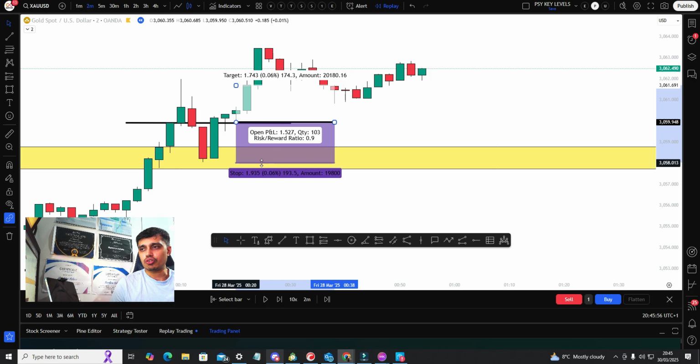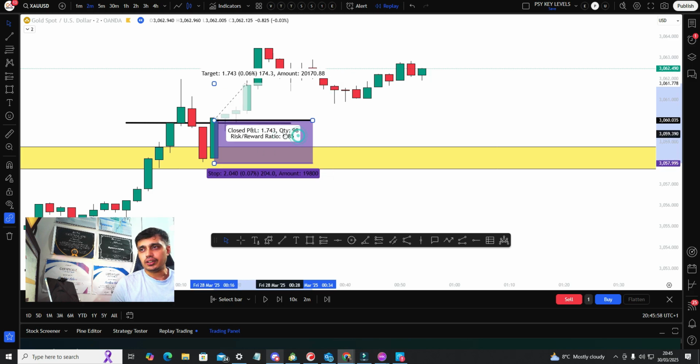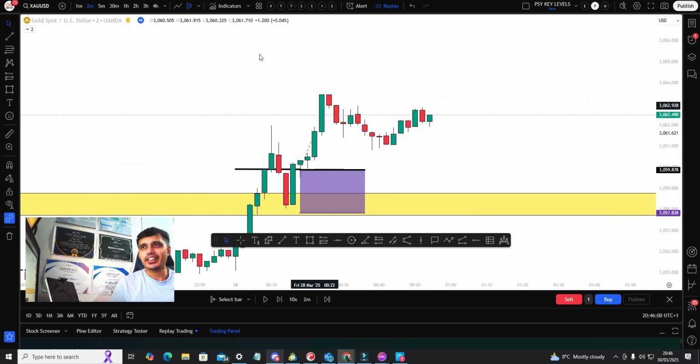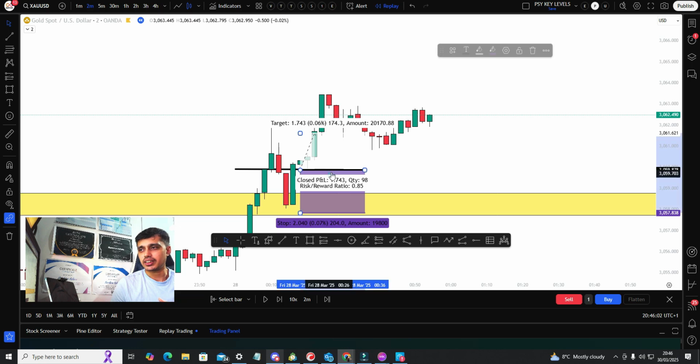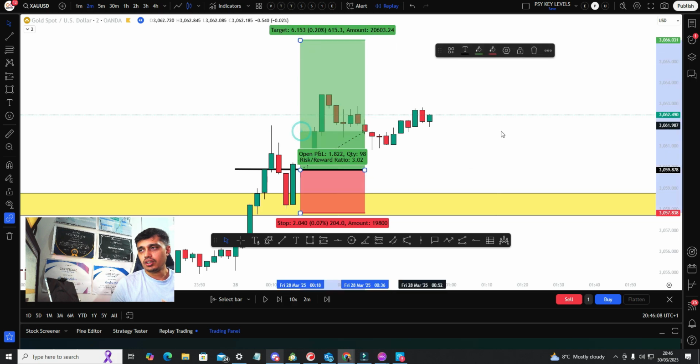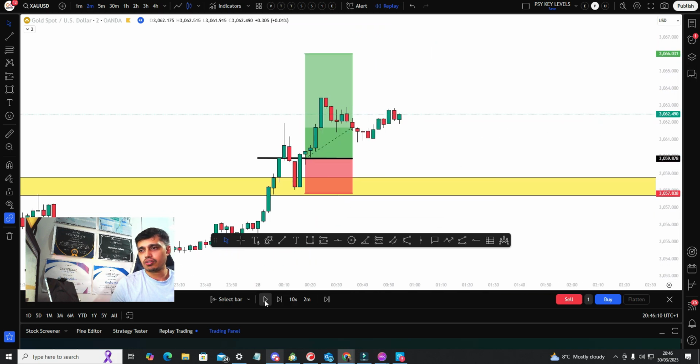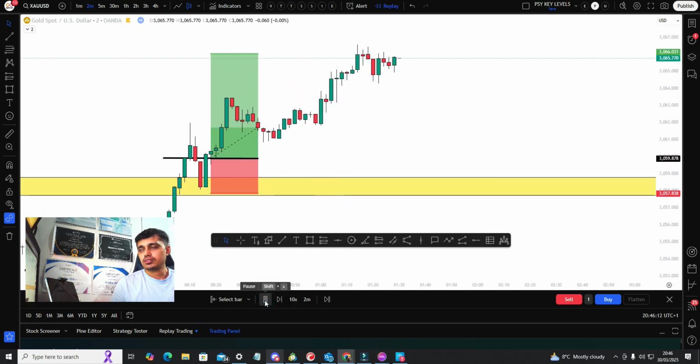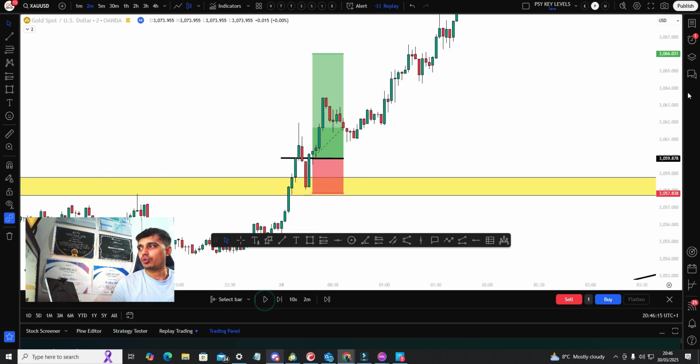So normally I use around 200 points. Focusing mostly on indices now. The indices just move like insane. Absolutely in love with them. So what I'm going to do is color this like this, and then just hit play on this. Whether you're looking for a 1 to 3, 1 to 4, 1 to 5.